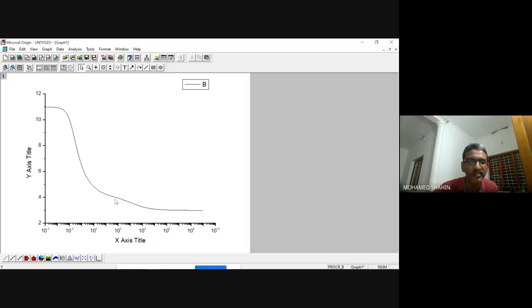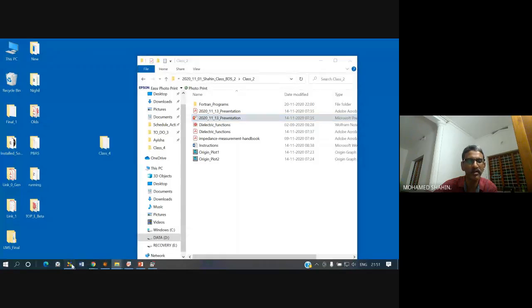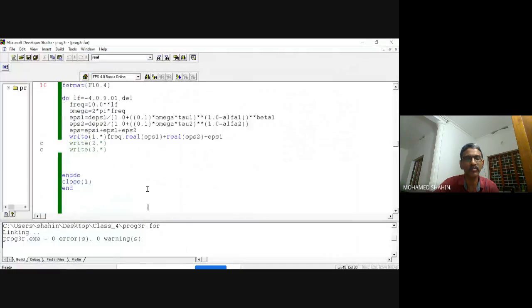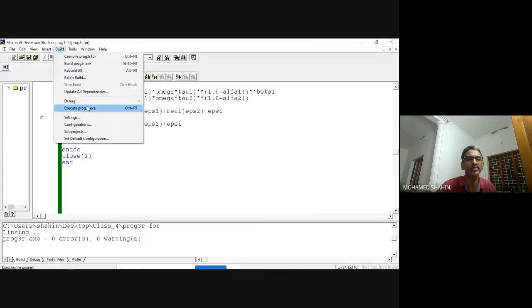Now you have to see what is the second process. So to get the second process, you go to the program once again. Now what you have to write is, I am writing the second process first. X-axis is frequency. Real part of second process plus epsilon infinity. Save it, build, rebuild all, build, execute.